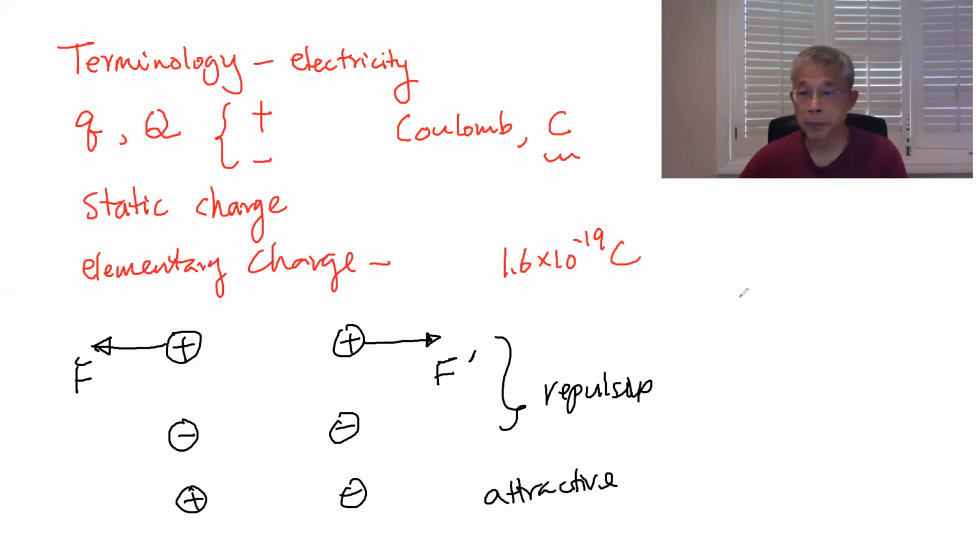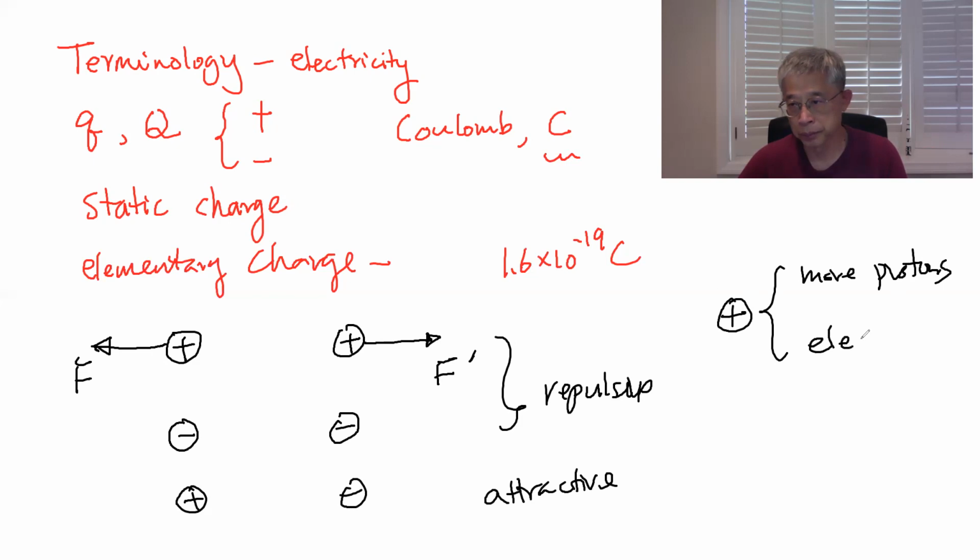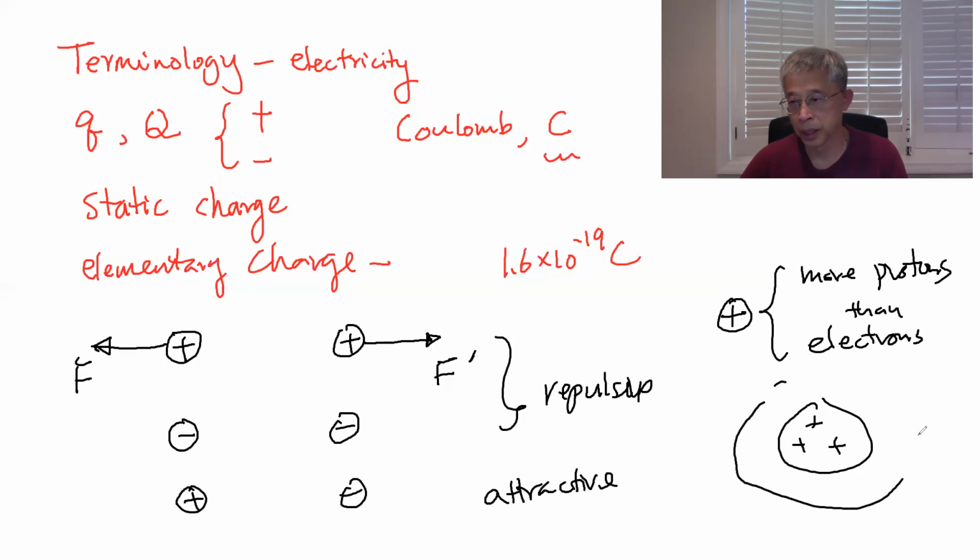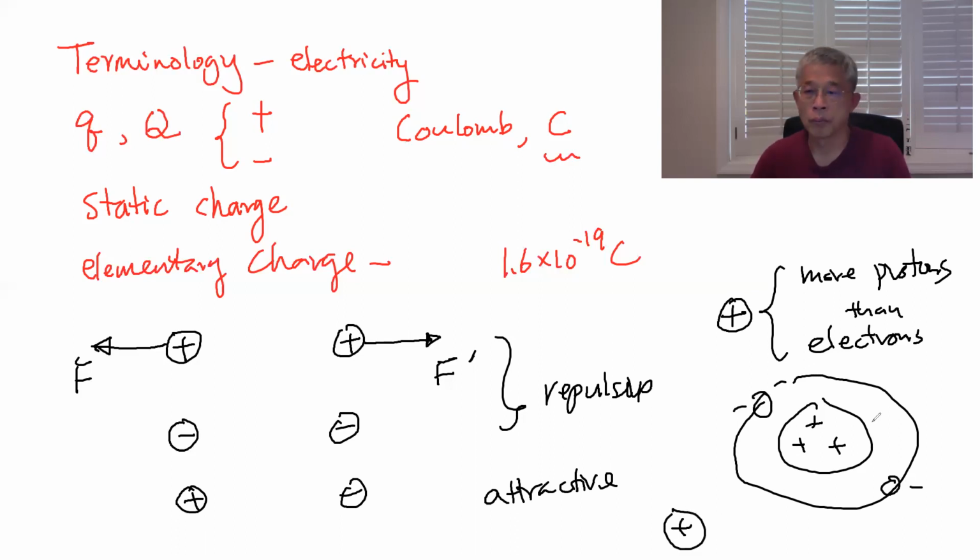Keep in mind, a lot of times this plus just means that we have more protons than the number of electrons. That's all it means. So let's say you have positive, positive, positive, and then outside you only have one negative, another negative, then this one here will be a plus charge. So that's the charge.